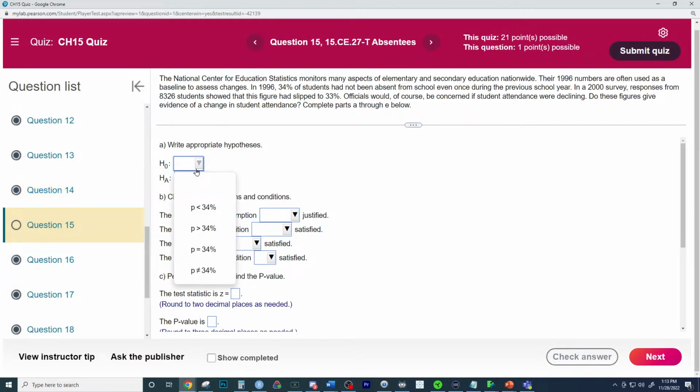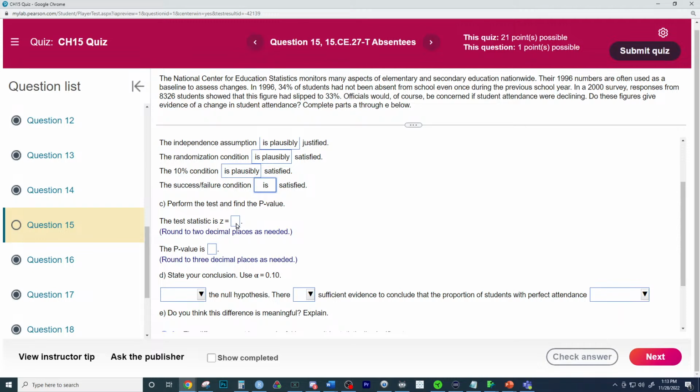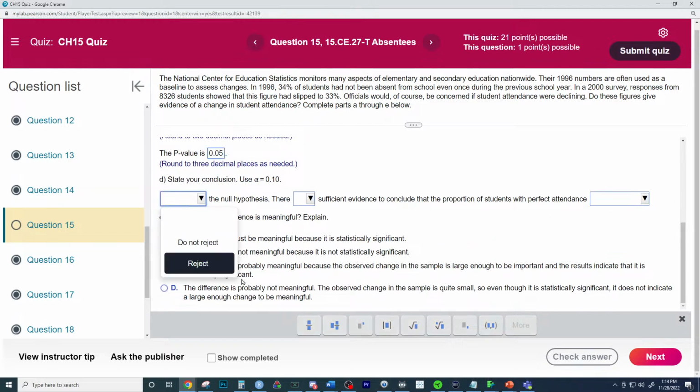15 right here. The null is that it's equal to that. The alternative would be that it's different. Plausible, is satisfied. Test statistic of 1.96. Wait, it's gone down right here, right? So 1.06. P-value of 0.05, and we reject. There is evidence it has changed.